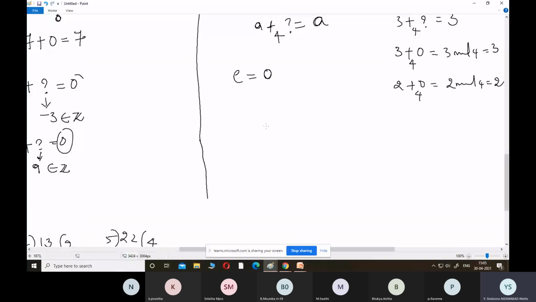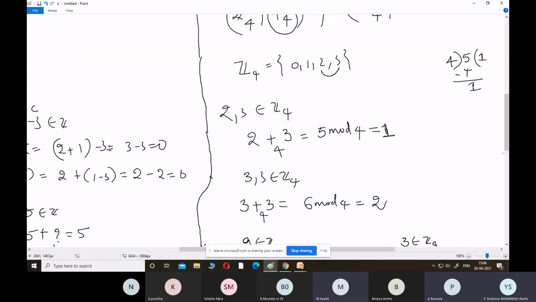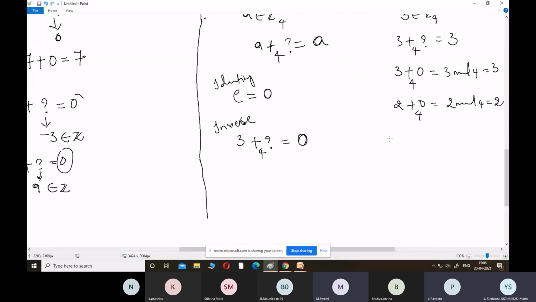Now tell me what is additive inverse. That is, 3 added with what, and taken modulo 4, will give me 0 here? Identity is done. What about inverse? Minus 3? Do we have minus 3 here? I don't have minus 3. So what is minus 3 here? It should be 1 for us.